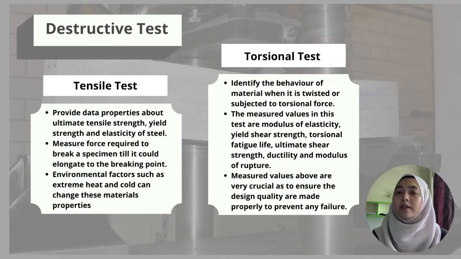Okay, so let us see the torsional test. This test is used to identify the behavior of a material when it is twisted or subjected to torsional forces, as a result of applied moments that produce shear stress about the axis. The modulus of elasticity, yield shear strength, torsional fatigue life, ductility, ultimate shear strength, and the modulus of rupture in shear are the measured values in this torsional test.